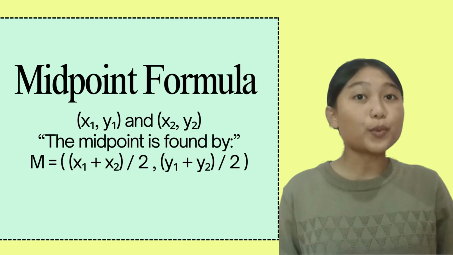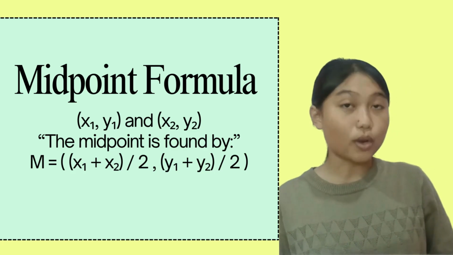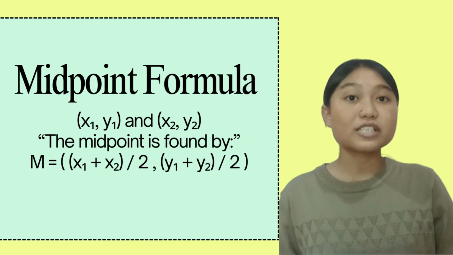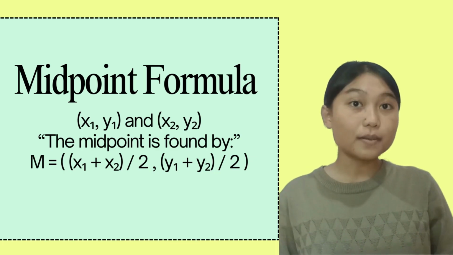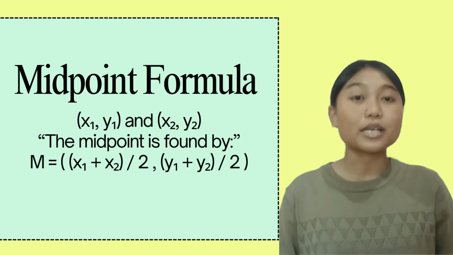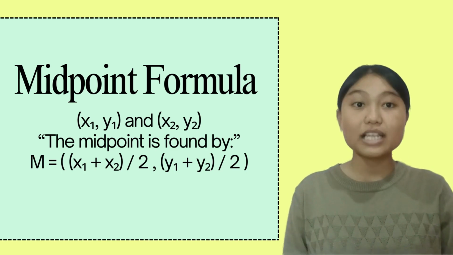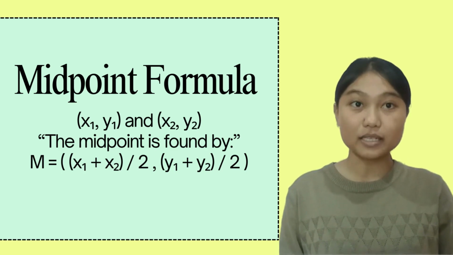So, if our 2 points are x sub 1 and y sub 1, and x sub 2 and y sub 2, the midpoint is found by x sub 1 plus x sub 2 over 2 and y sub 1 plus y sub 2 over 2. This gives us a new point, the point exactly in the middle.